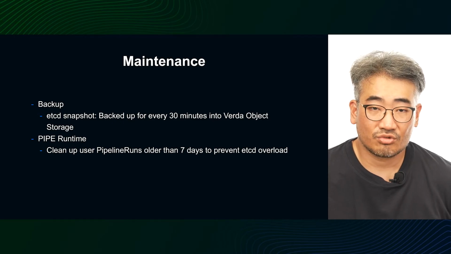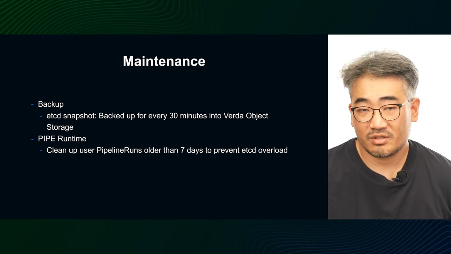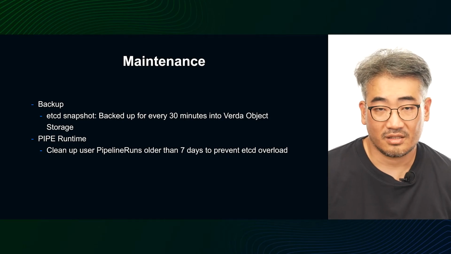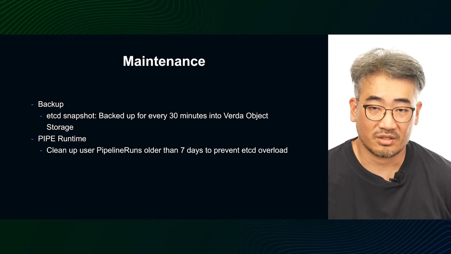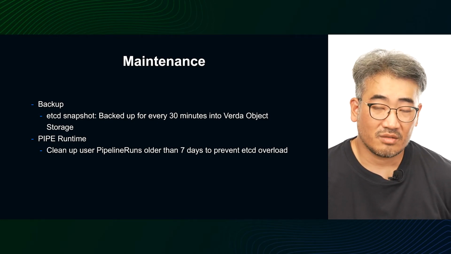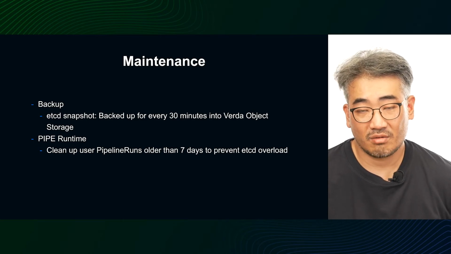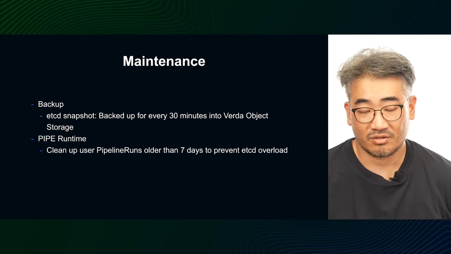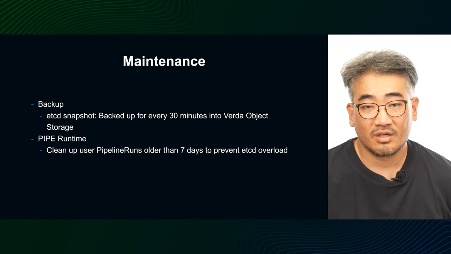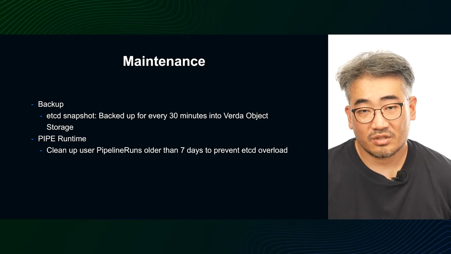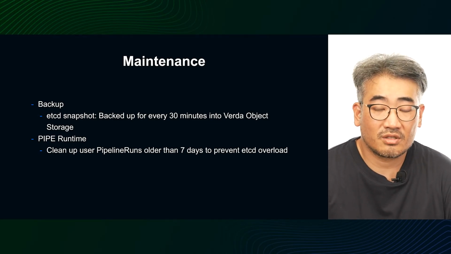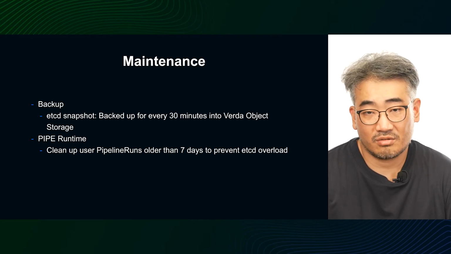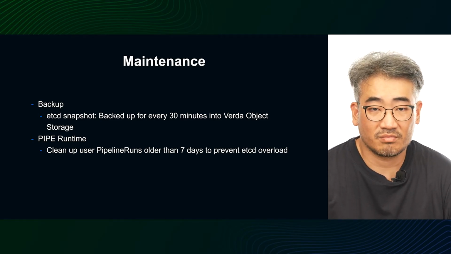And we have two maintenance works, which are backup and pipeline. So we back up HDD every 30 minutes. We don't do it internally, but we use backup on Verda object storage, and it's similar to S3 on Amazon. And in runtime, we clean up the user pipeline runs older than 7 days to prevent etcd overload. So that's why we try to keep it clean.